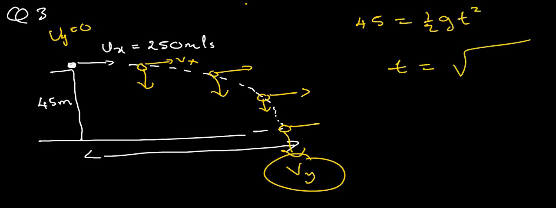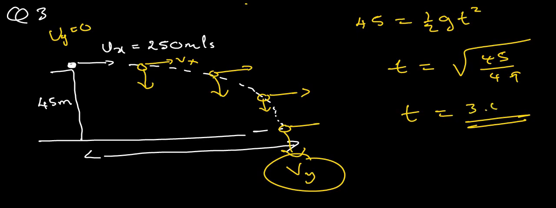This will be 45 divided by 4.9. So if you punch this, what time do you get? 3 point? Okay, so if you get this to be your time, we can now get our range. The range is just going to be our 250 times this same total time here. So this can give you the range.